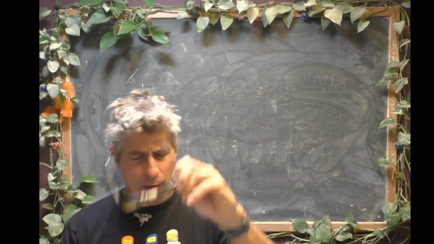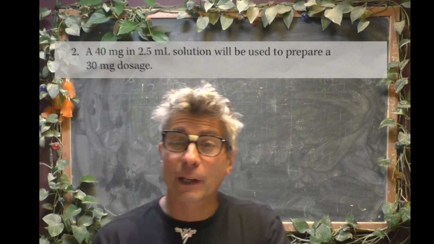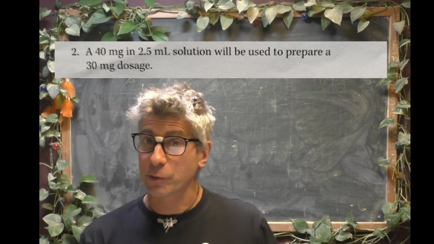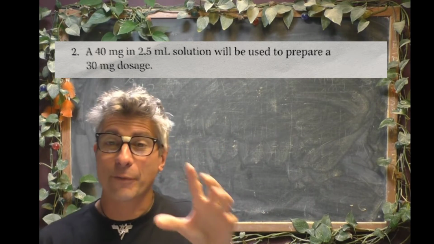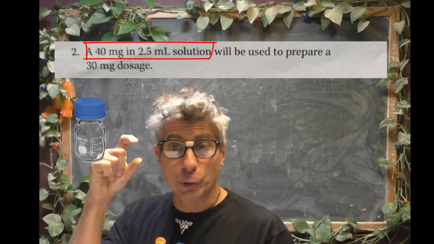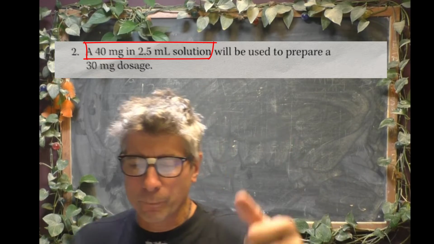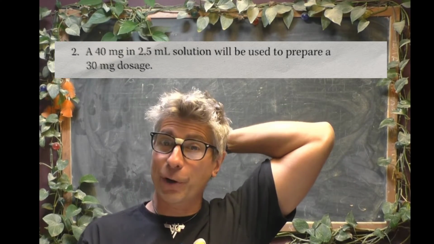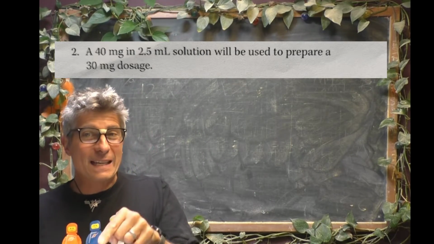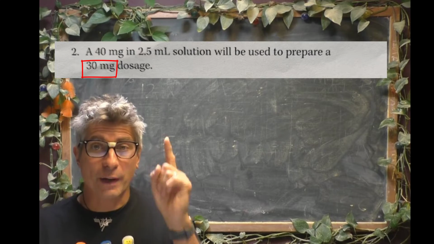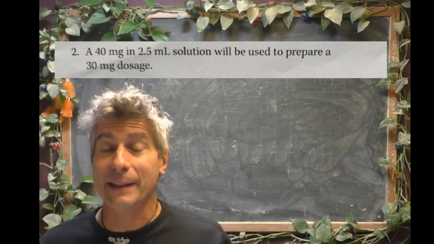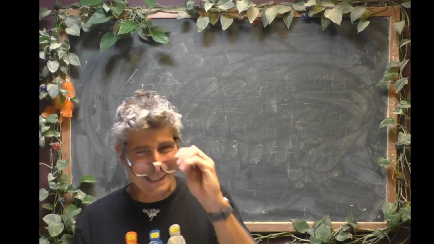All right, number 2. Let's take a look at this. A 40 milligram in 2.5 milliliter solution. Okay, so right away, I'm reading that. That's what we have on the shelf, right? We've got little bottles of 2.5 mil solutions that each contain 40 milligrams. That's going to be used to prepare a 30 milligram dosage. So that tells us something right away. 30 milligrams is less than 40 milligrams, which means whatever answer we get has to be less than 2.5 milliliters of solution. That's helpful to know, right? It's going to be less than 1 full dose.